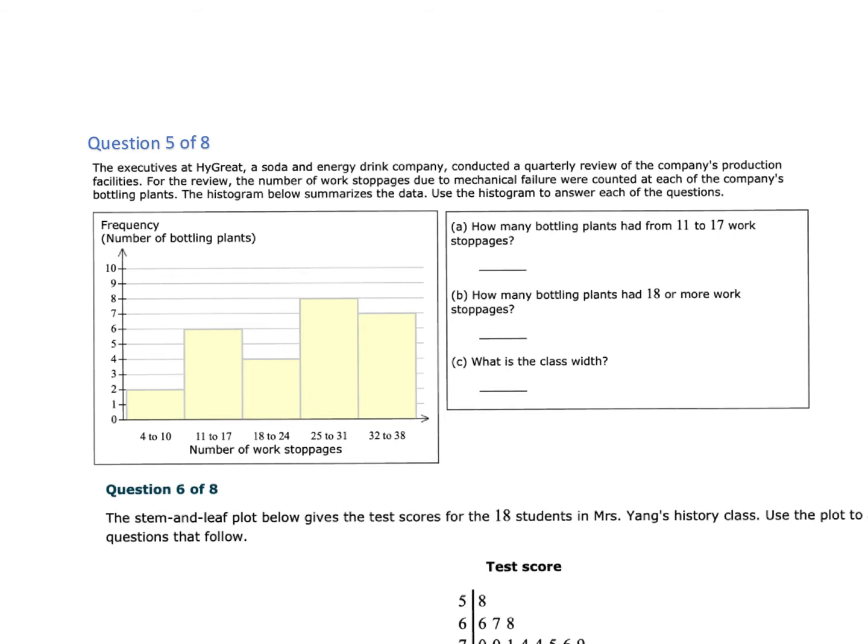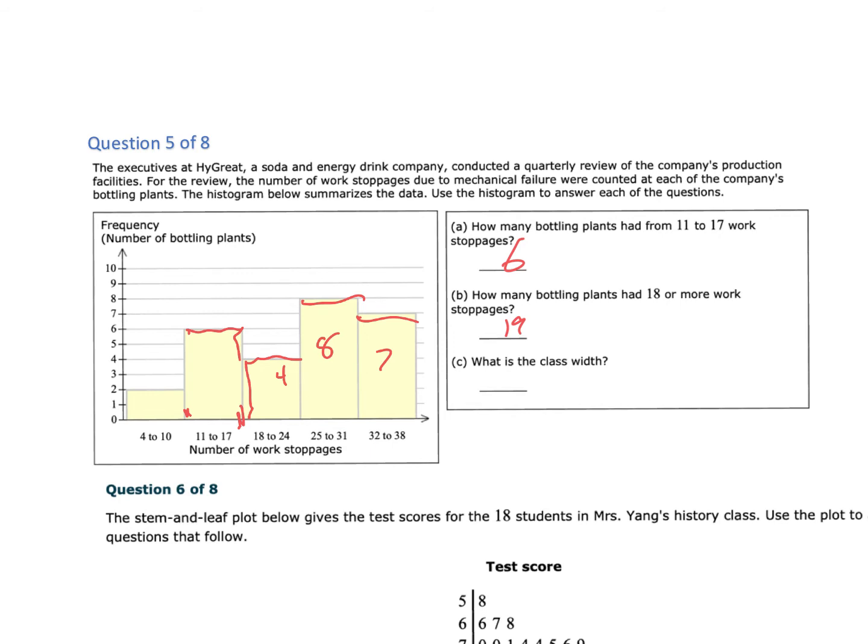Okay, so the number of work stoppages. You can kind of see the ranges of each. How many bottling plants had from 11 to 17 work stoppages? So how many plants are in this category? There's 6 of them. How many bottling plants had 18 or more work stoppages? So it's those 4, and those 8, and those 7. So 19 bottling plants. That's a big company, a lot of bottling plants.